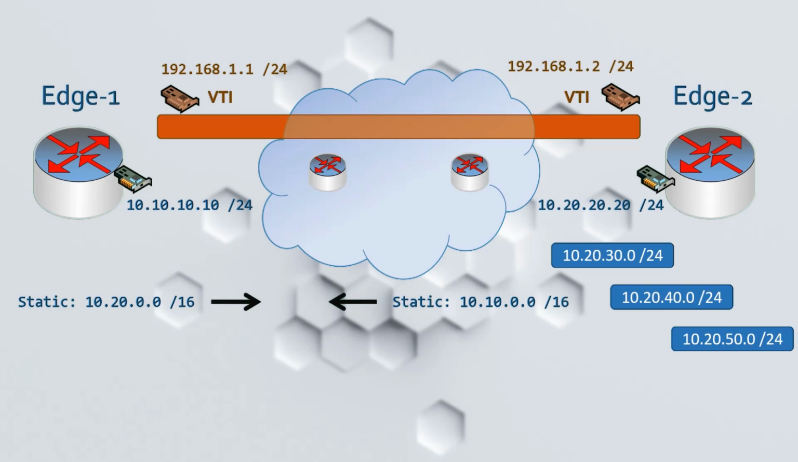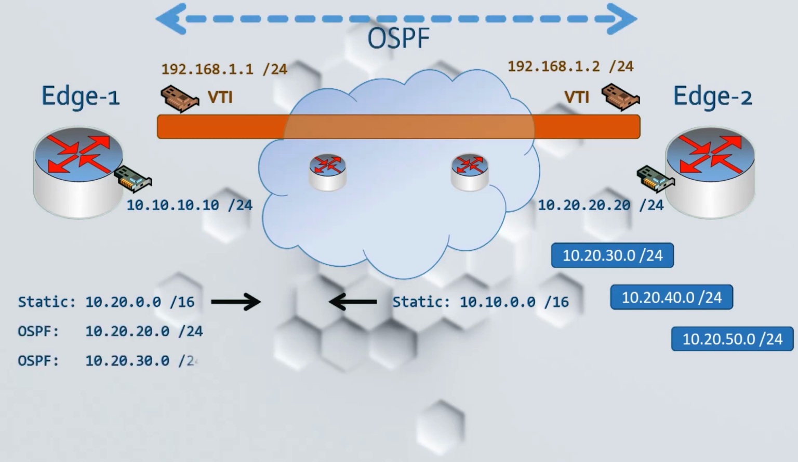Take this topology as an example. We've got the static route in place, so edge 1 can reach edge 2 and build a tunnel. When we add OSPF, we're peering across the tunnel, and each /24 network is advertised dynamically. Can you see the problem with the scenario?